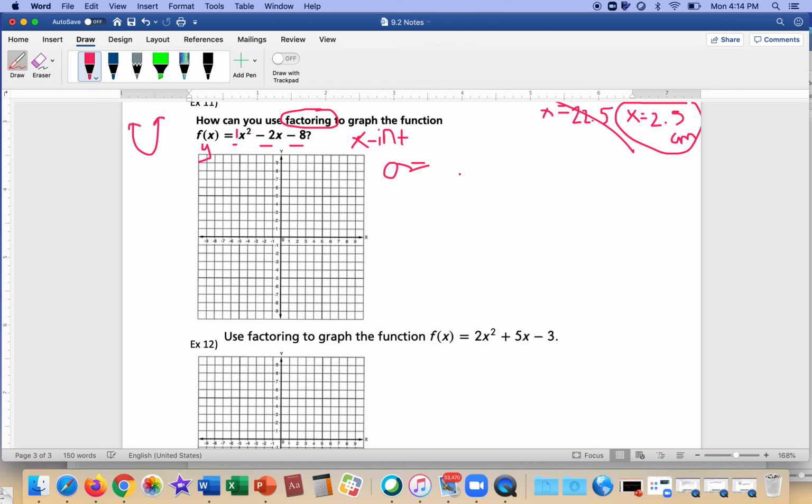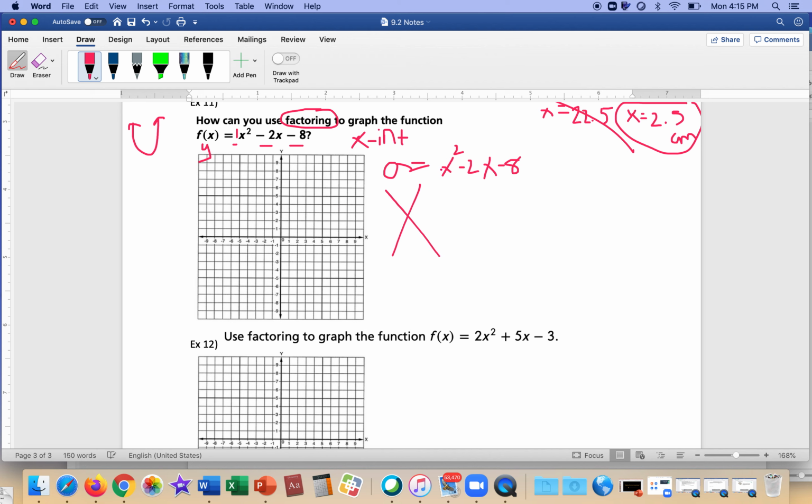So 0 equals x squared minus 2x minus 8. So put 0 in for y, so that all you have is x. All terms are on one side. Let's see if we can factor.